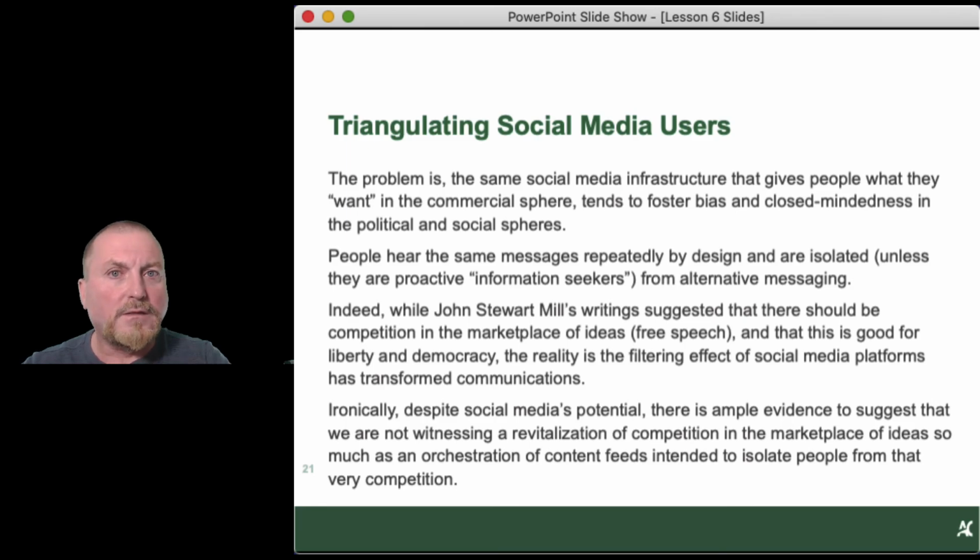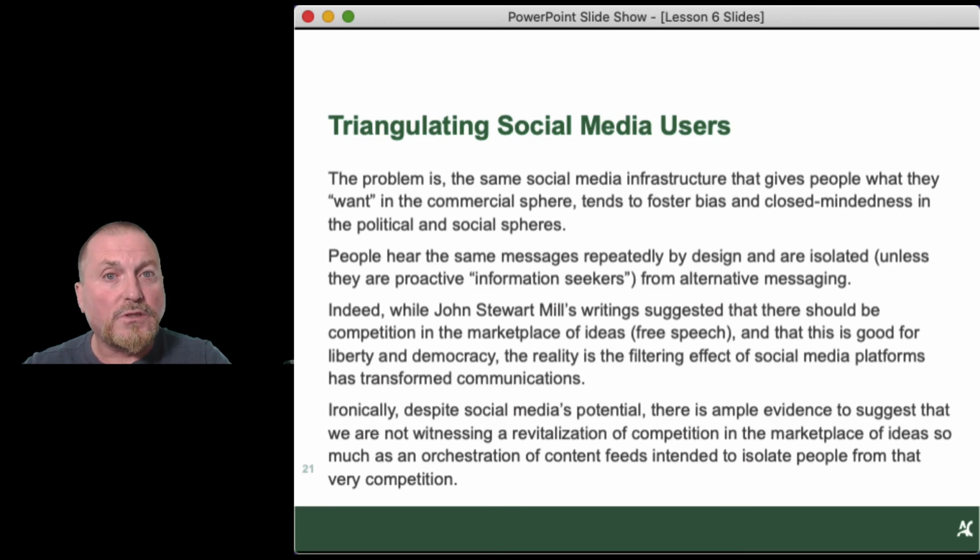You might be getting constant feeds that feed you all conspiracy theory. I might be getting constant feeds that feed me all academic things or research things, and we might be talking completely different languages rather than the marketplace of ideas that John Stuart Mill proposed. And that's because the very engineering of social media is designed explicitly to do that. Okay? People hear the same messages repeatedly by design and are isolated from alternative messaging. That's what social media will do.